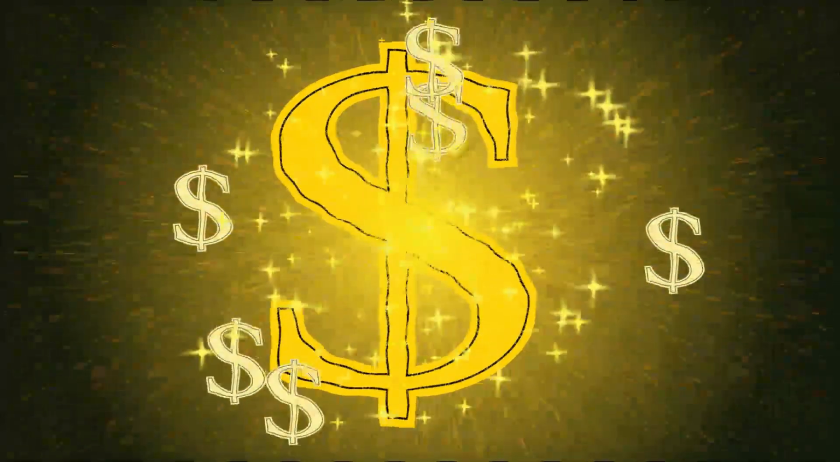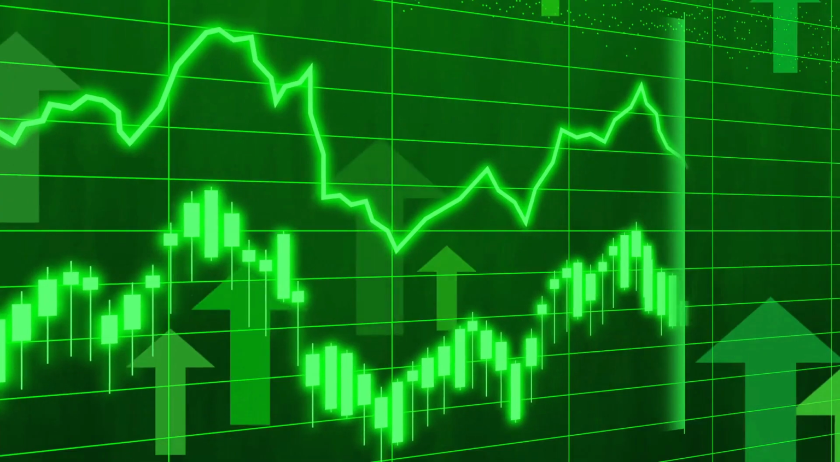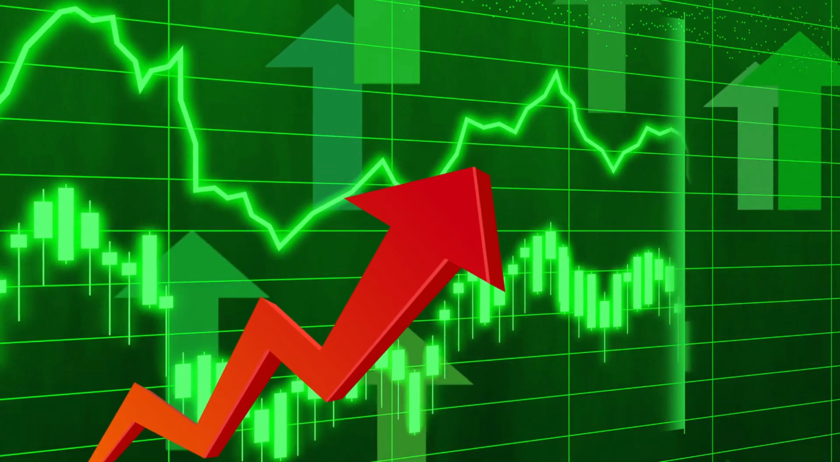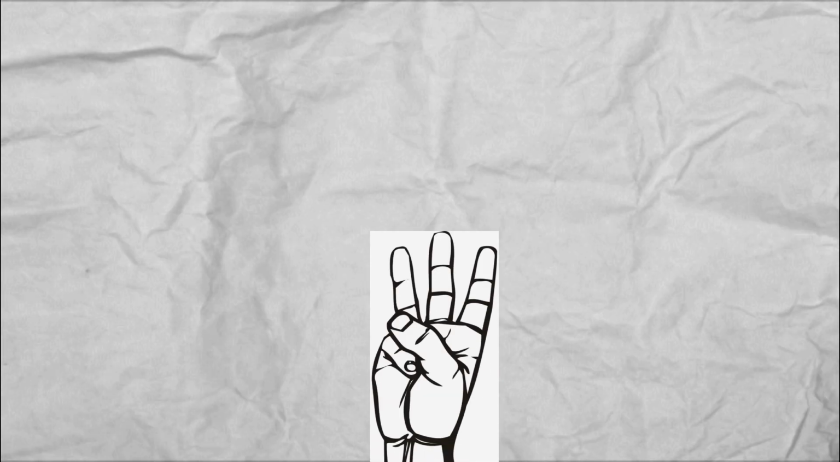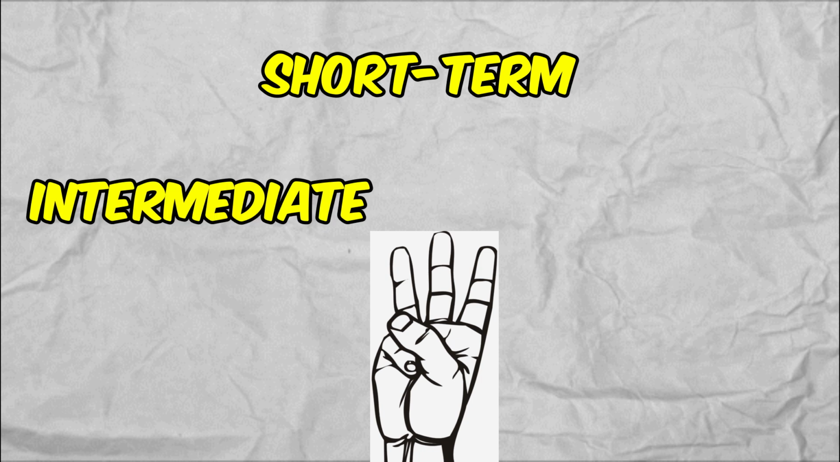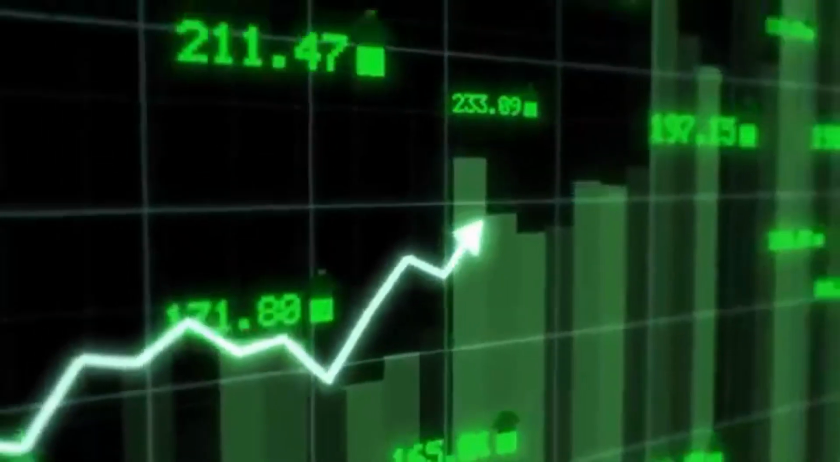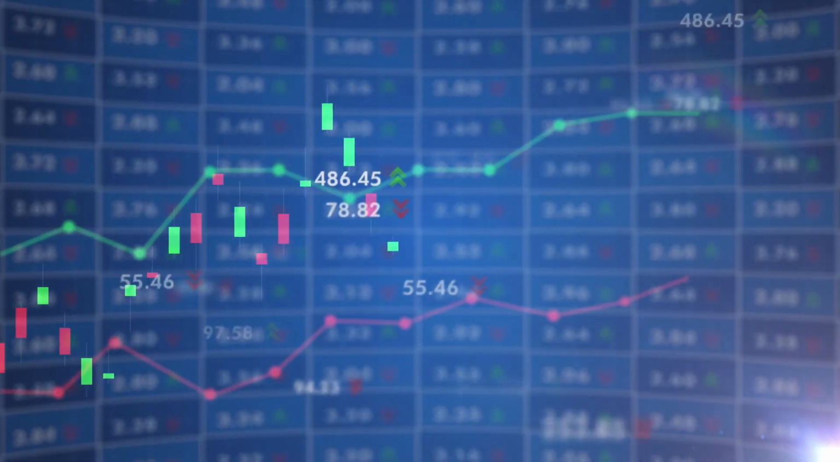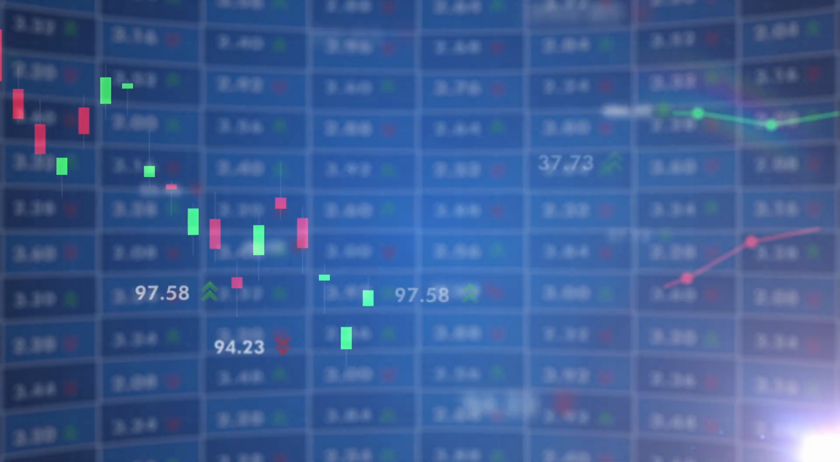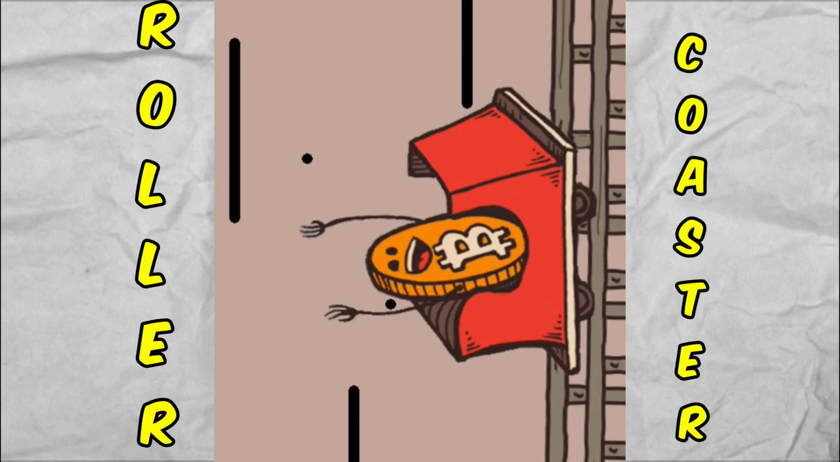Think of it as financial history repeating itself. Traders believe that what happened in the stock market's past is like a sneak peek of the future. There are 3 flavors of trends: the quick snack, short term, the full meal, intermediate, and the all-you-can-eat buffet, long term. A trend is basically which way the market's wind is blowing over a certain period. Trends can go up, down, or sideways like a financial roller coaster.